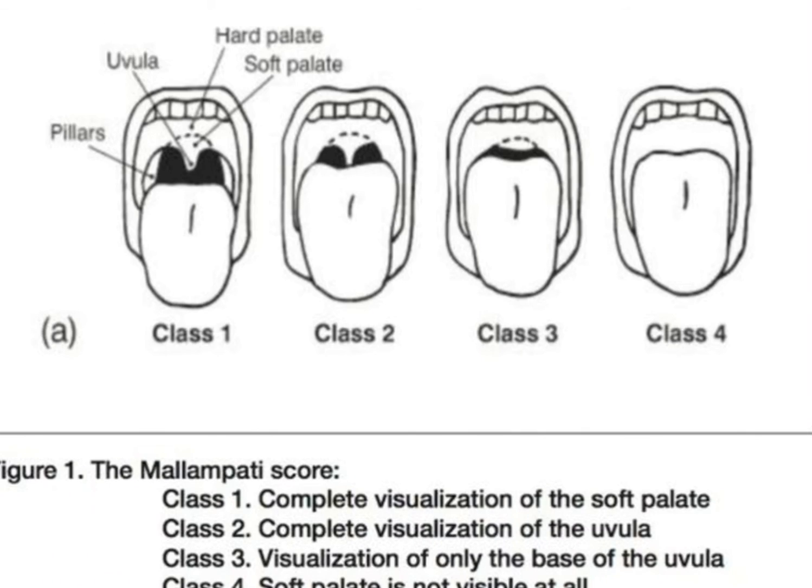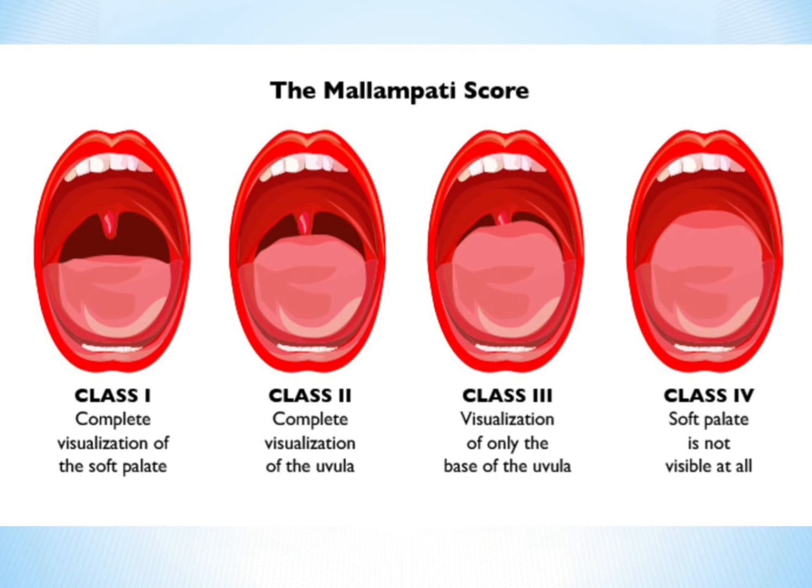So this is a diagram showing the pillars, the uvula, the hard palate and the soft palate. In class 1, you are able to see that there is complete visualization of the soft palate. In class 2, there is complete visualization of the uvula. In class 3, there is visualization of only the base of the uvula. And in class 4, the soft palate is not visible at all. So this is a similar diagram.